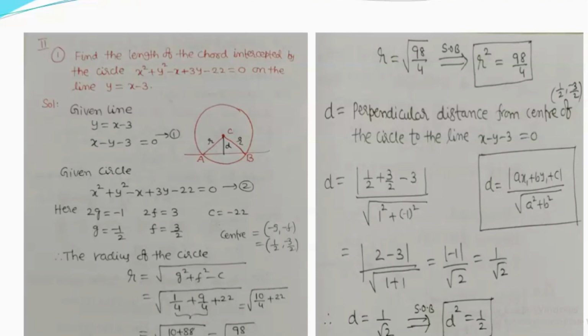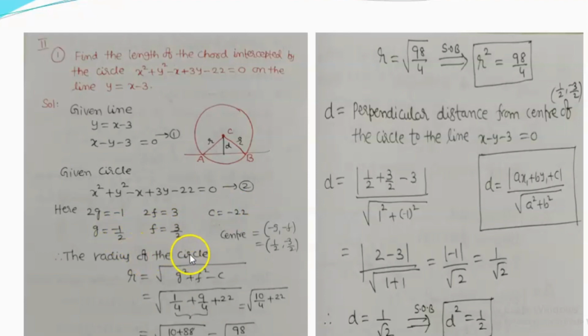See that first step, given line y is equal to x minus 3, and y we can take this side: x minus y minus 3 equal to 0. Keep that as equation number 1. Next, given circle x square plus y square minus x plus 3y minus 22 equal to 0, equation 2. Compare with the general equation of circle. We have 2g equal to minus 1, 2f equal to 3 and c equal to minus 22. So g equal to minus 1 by 2, f equal to 3 by 2.